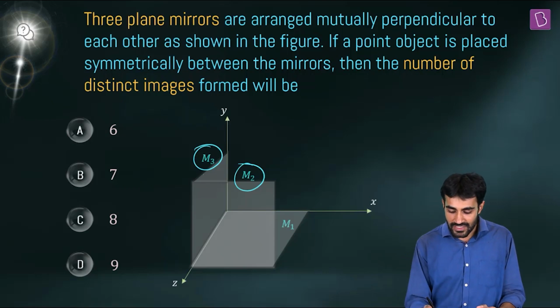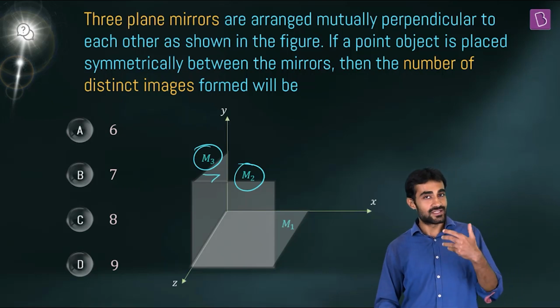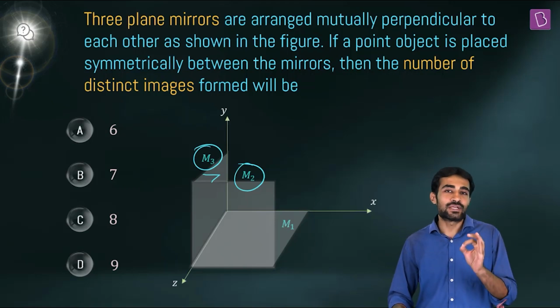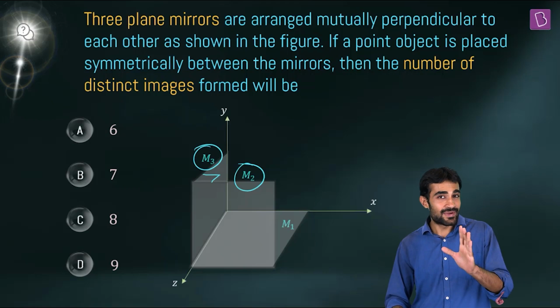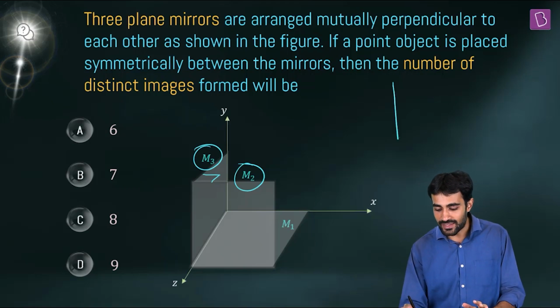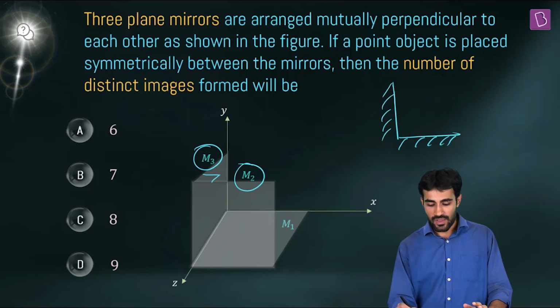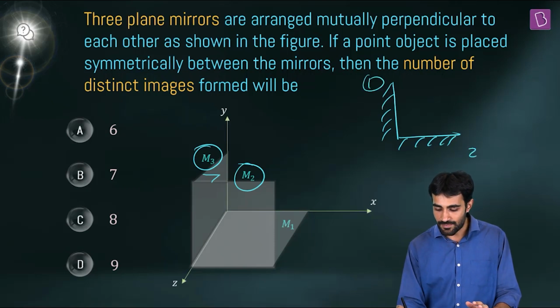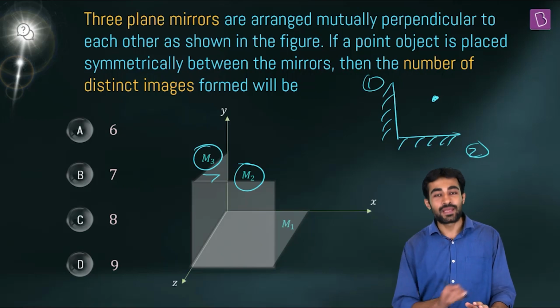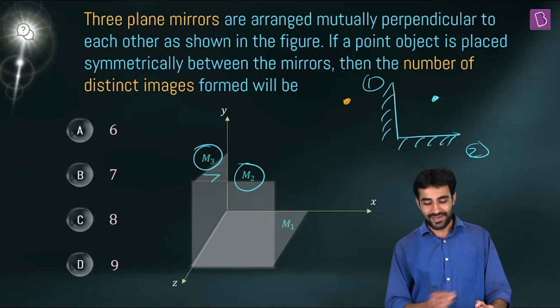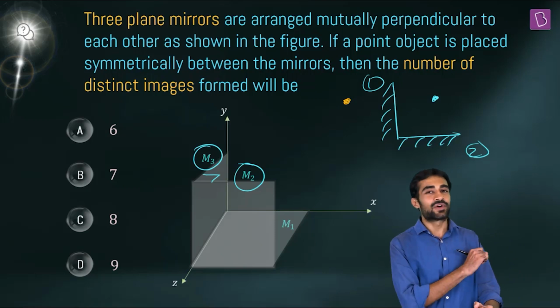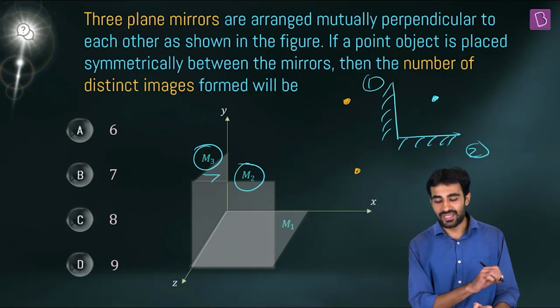If the angle between these two mirrors is 90 degrees, as it is, the number of images formed by these two mirrors will be 3. Do you remember that? Well, I will recall the case. Let's say we go into 2 dimensions and this is one mirror, this is the second mirror, and this is our object. How many images will be formed? This is image 1 right over here. This is image 2 right over here and this is image 3.